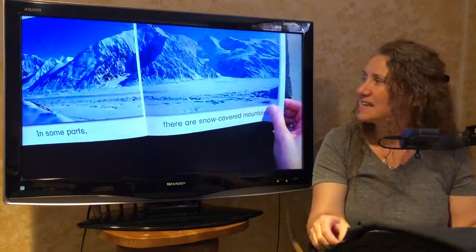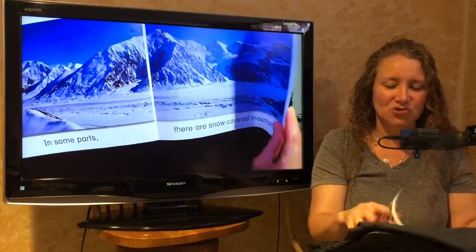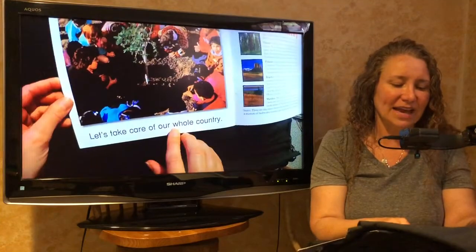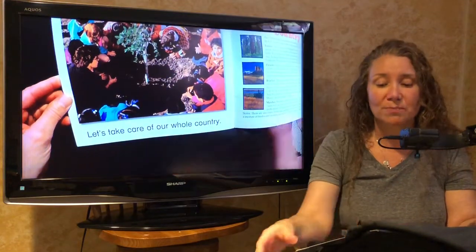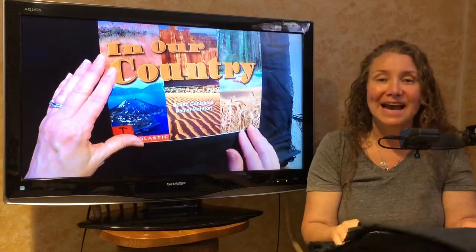And then what was this kind of habitat? Remember we talked about tundra? We've talked about the tundra in some things. And here again, our whole country made up of all these different habitats.